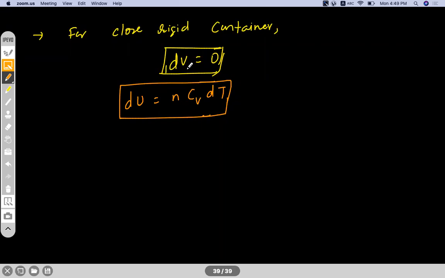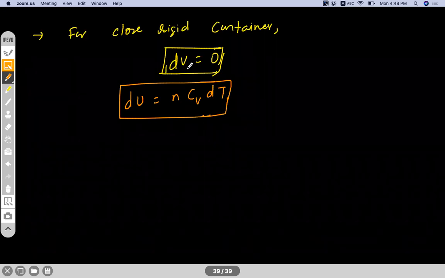Tell me, any doubt in this? Now you understood from where we get this formula of dU, and why dU is equal to nCv dT is applicable for all processes, whether the volume is constant or not.